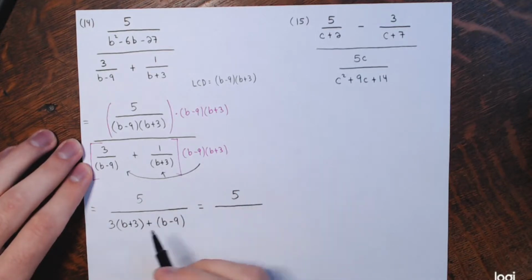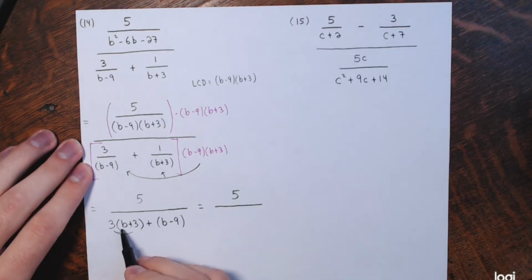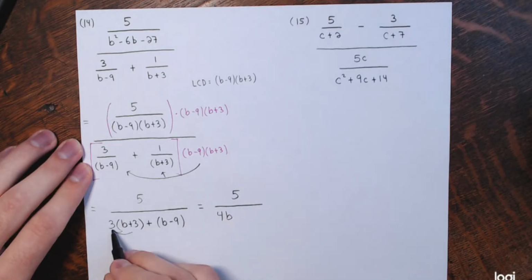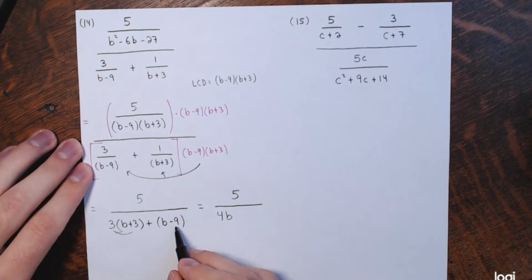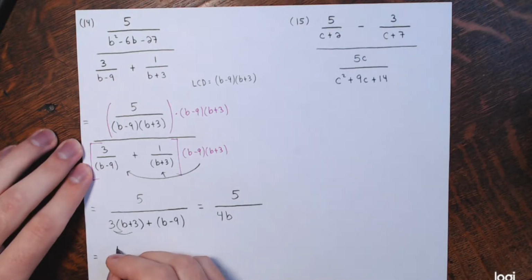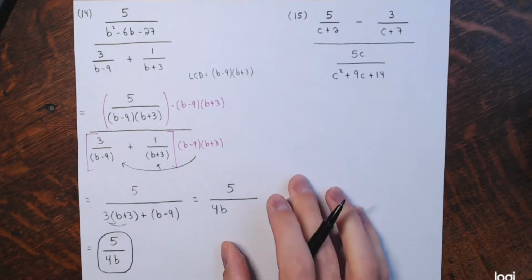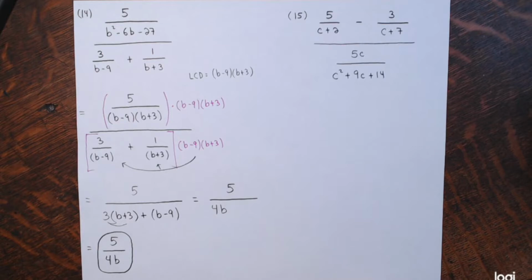And the denominator, after distributing the 3 and the 1, you'd have 3b plus 1b is 4b, and then 9 plus negative 9, that's 0. So we just end up with 5 in the numerator and 4b in the denominator, and that is as simple as that gets. The numerator and denominator have no common factor. 5 divided by 4b.